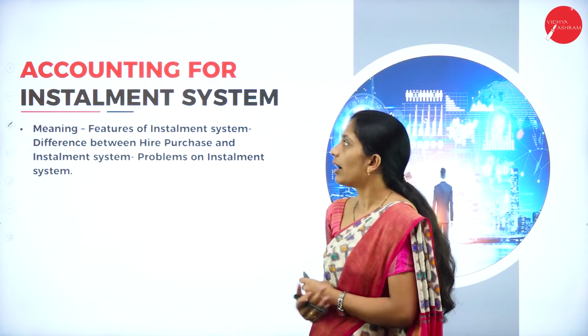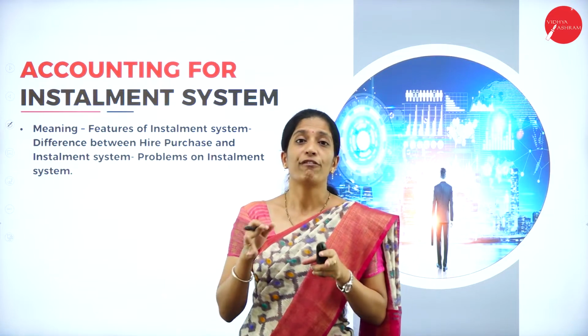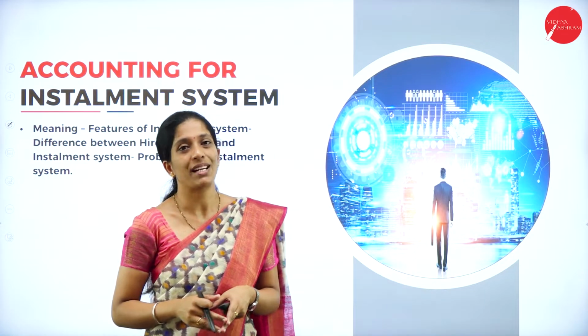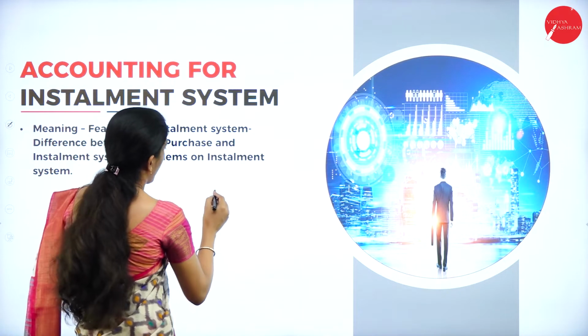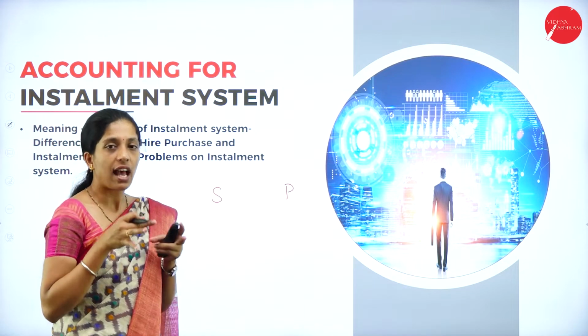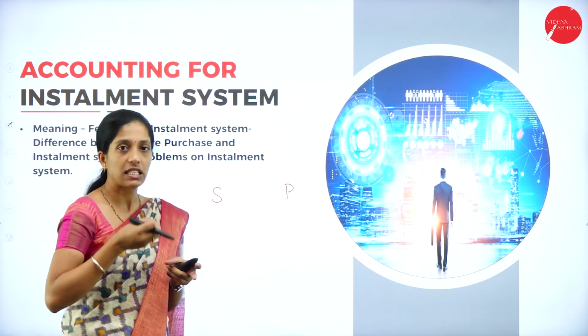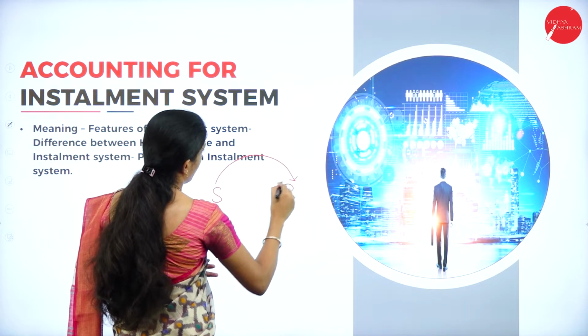Now coming to the third one, accounting for installment system. Before that, I will tell what this installment system is. Here also, like the hire purchase system, there are two parties: one is the seller and the other is the purchaser. The seller is having an asset and the purchaser is in need of the asset, and the seller will transfer the asset to the purchaser.